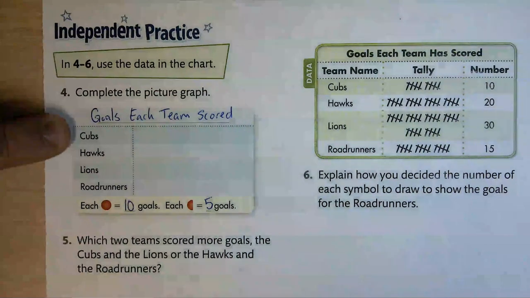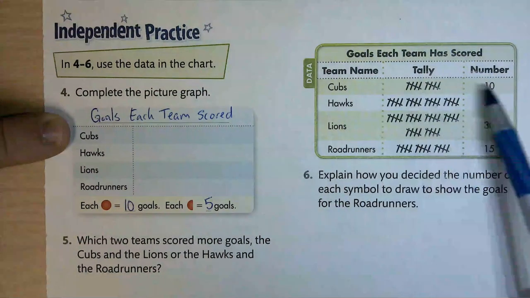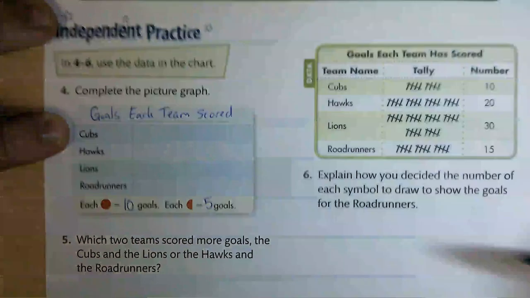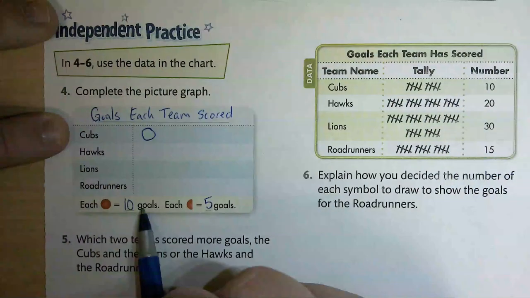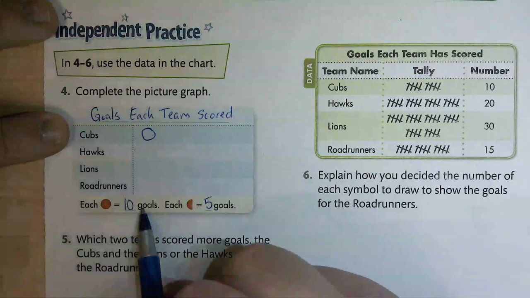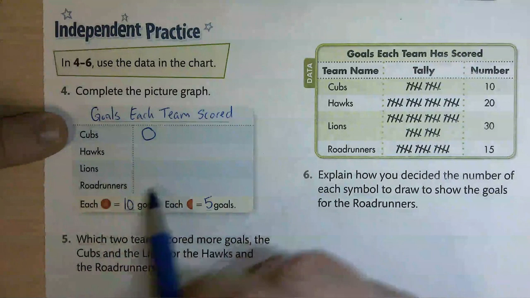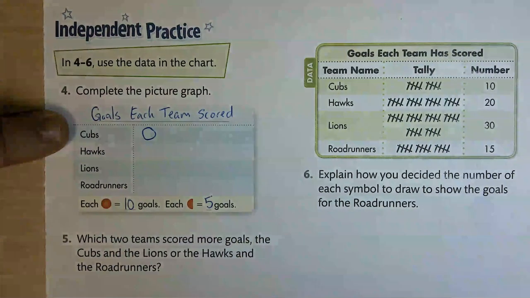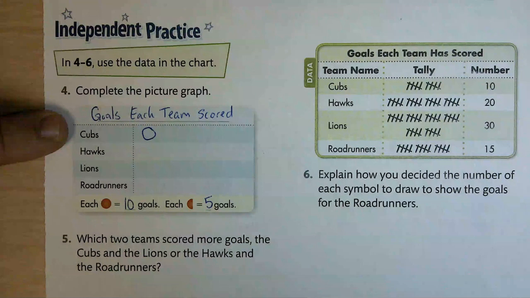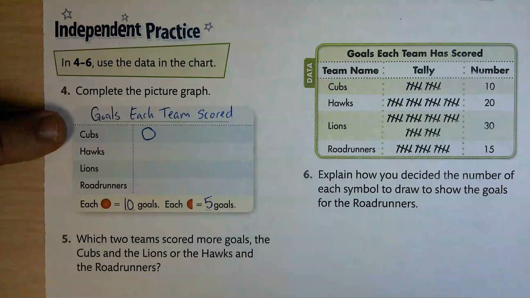So Cubs had 10 as theirs, right? They had 10. So I need 1 circle because that's worth 10 goals. All right, I'm going to ask you to pause the video right now, and then would you finish up these last 3 right here? How many would we need for each of those? Go ahead and pause the video. If you haven't paused the video, do it now, because I want you to try this out. This is you getting a chance to see if you understand this concept.